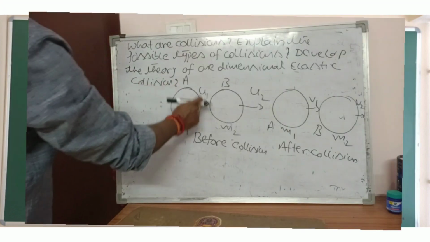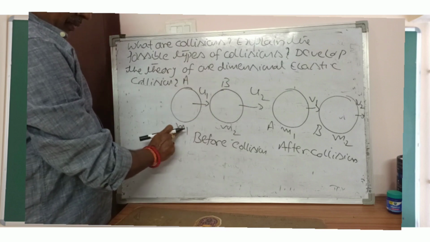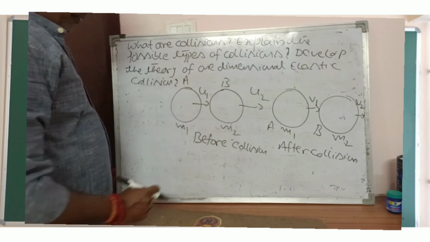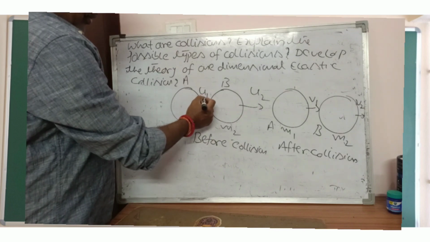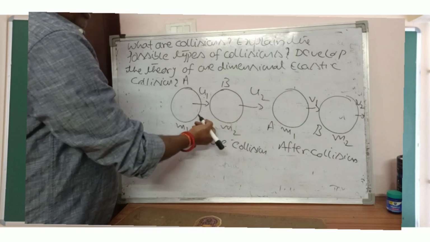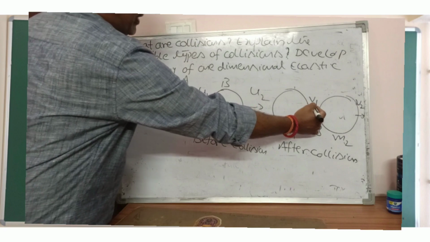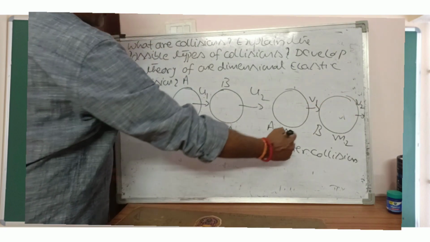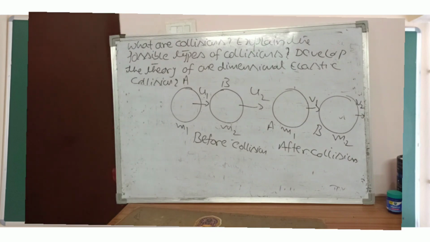Now let's develop the theory of elastic collision. Consider two bodies of masses m1 and m2 moving with initial velocities u1 and u2. Before collision, the bodies move with initial velocities u1 and u2. After collision, after interaction, the final velocities attained are v1 and v2.